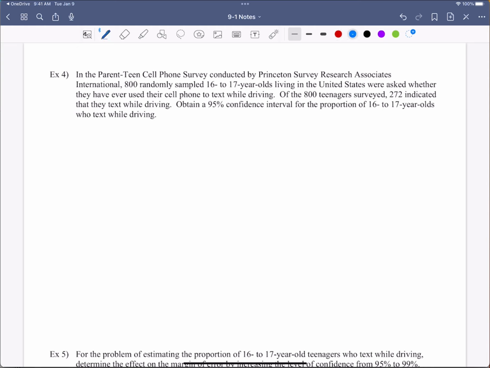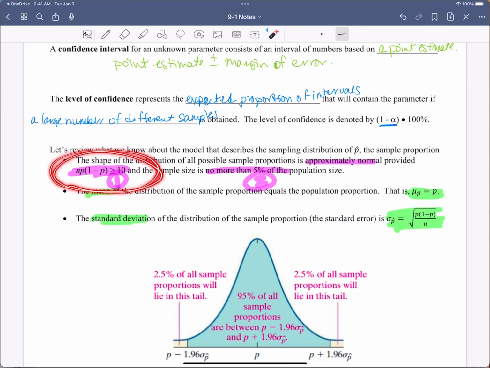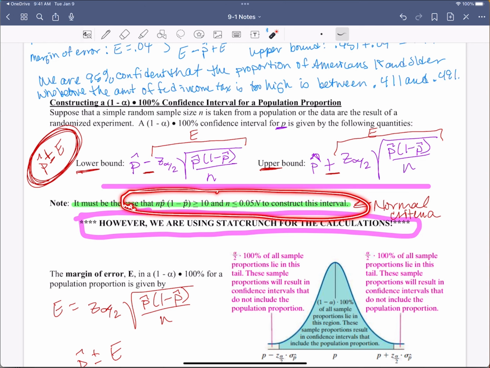Remember this? This is how we determine if it's normal. We have this formula to use, and we have to make sure our sample is less than 5% of the population. I'm going to scoot this over here. Is that not also the exact same case that was right here? I'm just making connections. I just want you to see what's happening with that.